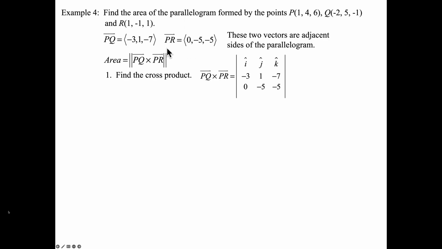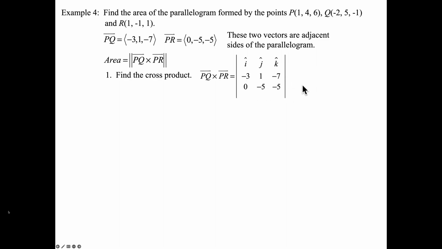Treat them like A and B. So we want to find the magnitude of the cross product of these two vectors. That will be the area of your parallelogram. So what we have to do is find the cross product. Again, think of your determinant, i j k across the top, negative 3, 1, negative 7, that's your first vector, second row, 0, negative 5, negative 5 across the bottom.